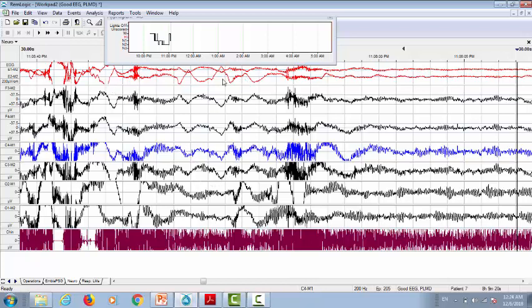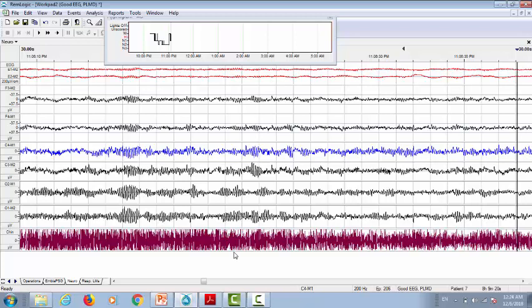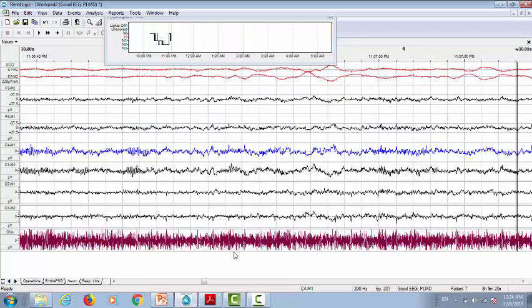Active wakefulness, rapid eye movements, and here we have closed eyes and alpha rhythm, maximal over the occipital region. So this is wakefulness. Continue as wakefulness. Here we have significant attenuation of alpha rhythm with slow eye movements on the EOGs. And here we have theta, which makes more than 50% of the entire epoch duration. So this is N1.